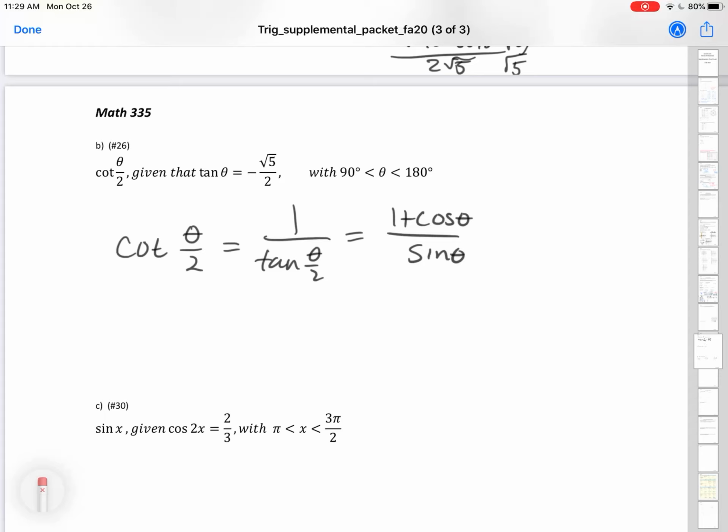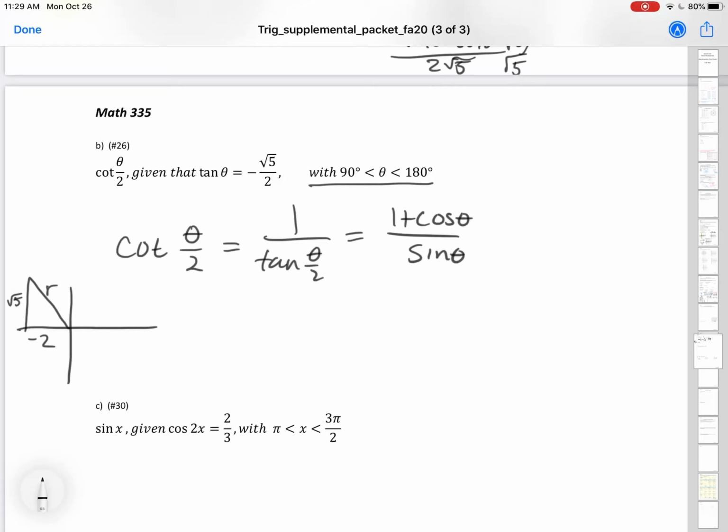Well, we could create a triangle again and find those values. There's other ways to do it. We absolutely could use identities as well if you want to do something like that. Theta is a second quadrant angle. How do I know that? Because they tell me it's between 90 and 180 degrees. That's how I know it's in quadrant 2. And its tangent, which is opposite over adjacent, is root 5 over 2.